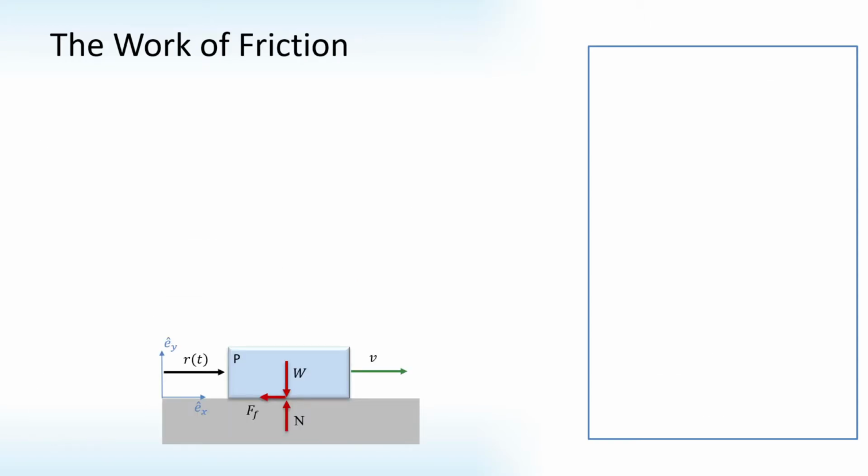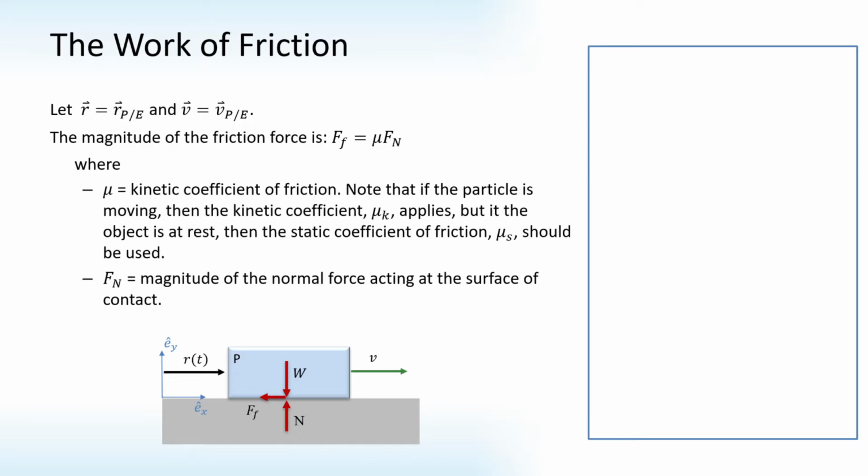Now we'll look at friction. Consider this block P sliding along a surface. We'll define the vector r to be the position of P with respect to an inertial reference frame, and v to be the velocity of P as seen from the inertial reference frame. We already know that the magnitude of the friction force is F sub F equals mu Fn.